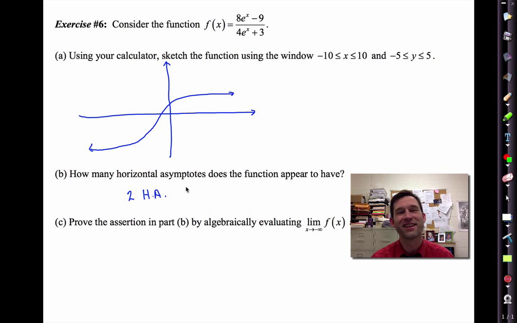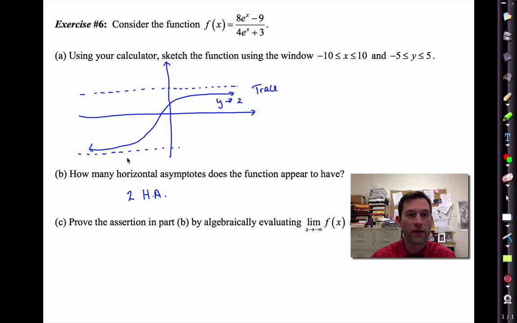Anyway, what's kind of cool about this function is that it appears like it has two horizontal asymptotes. That's the answer to letter B. And it does. If you used a trace command on your calculator, what you would find is that these y values are quickly approaching y equals 2, and down here, these y values are approaching y equals negative 3. And you'd see that easily if you traced along the curve. So try that. If you need to, pause the video now.